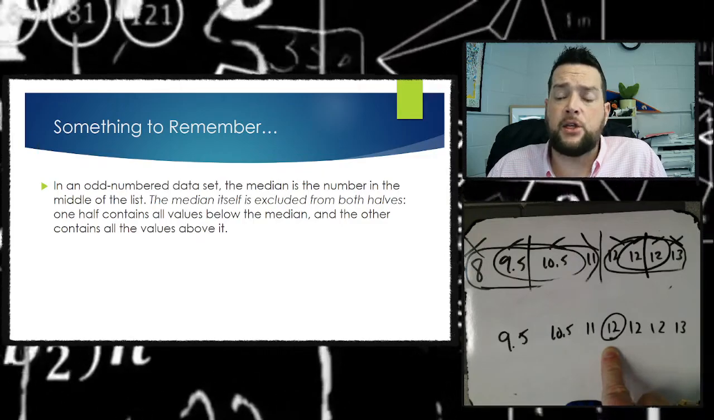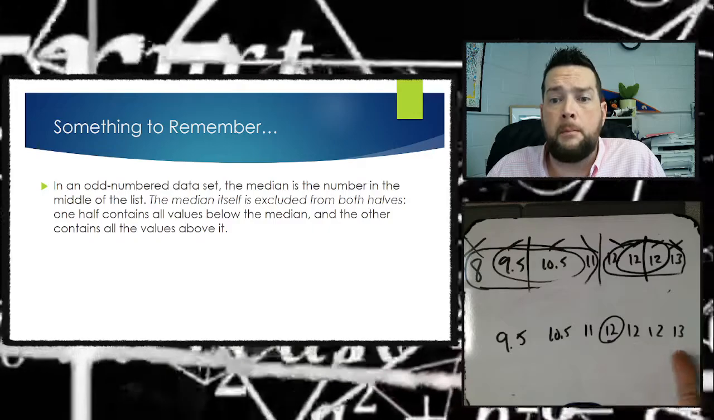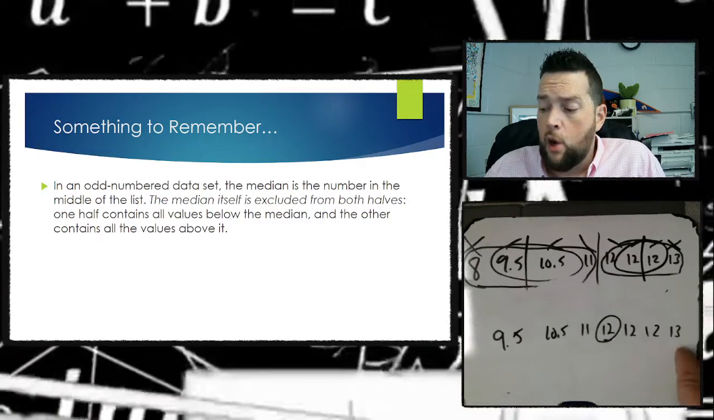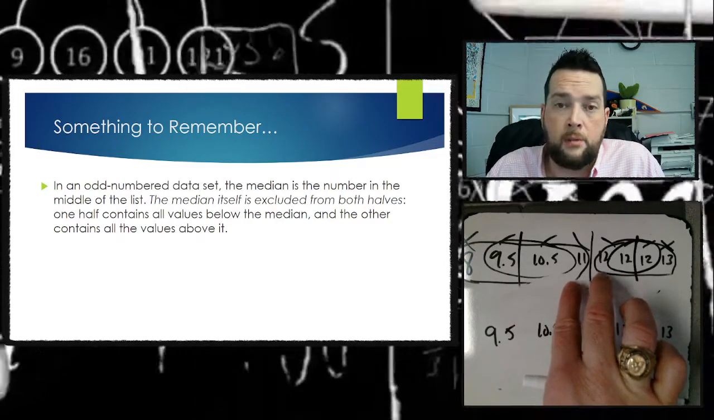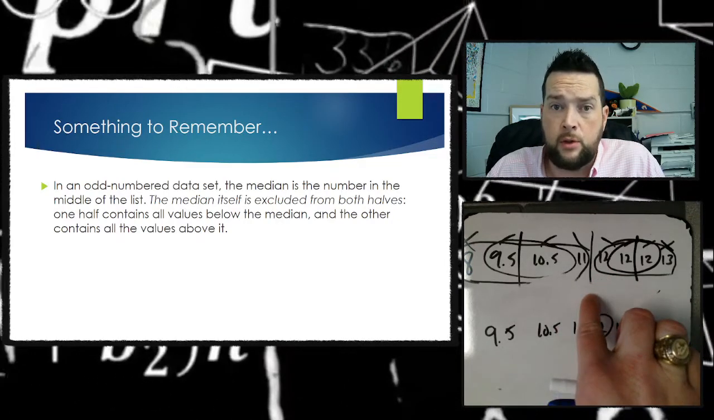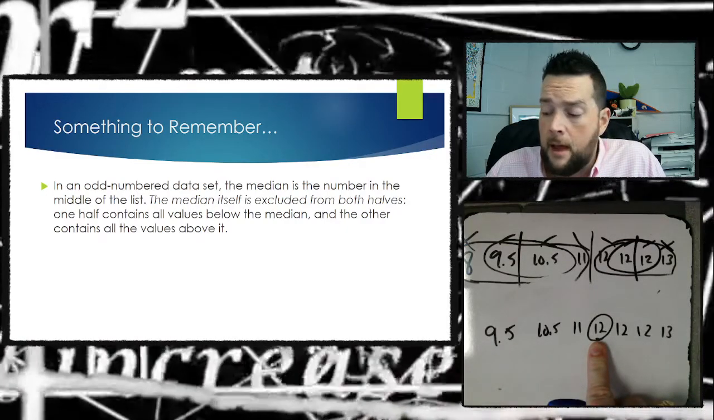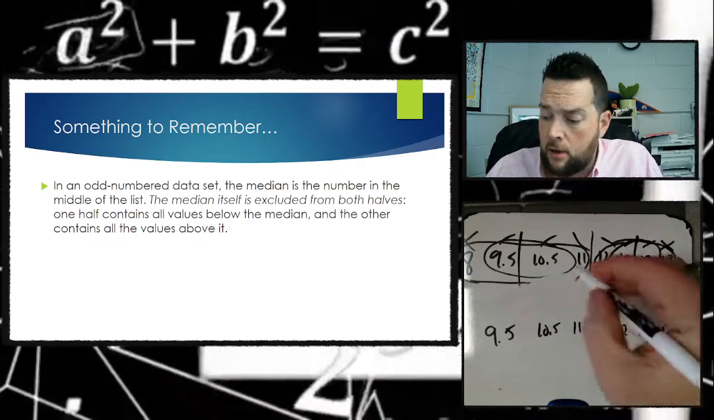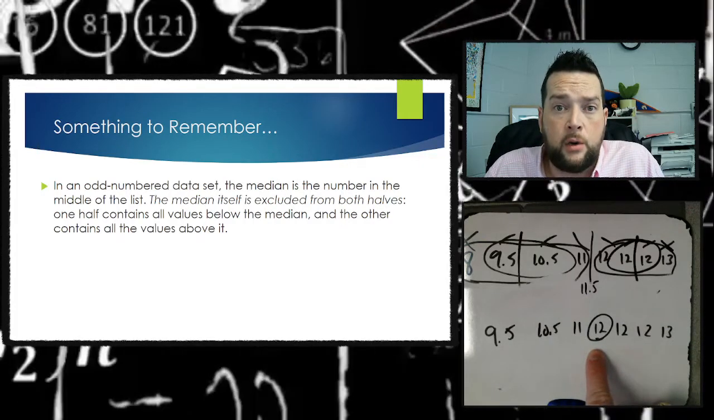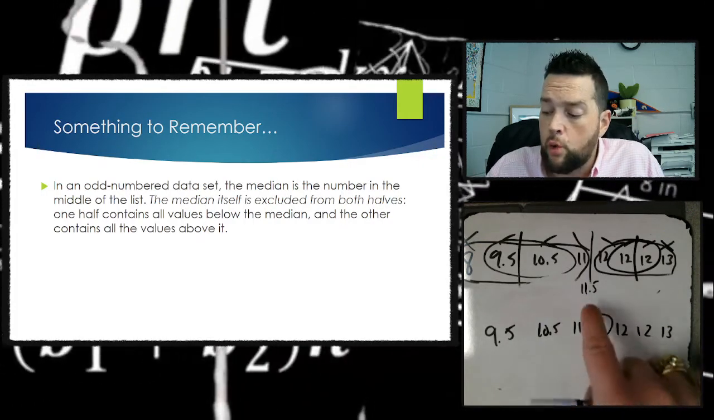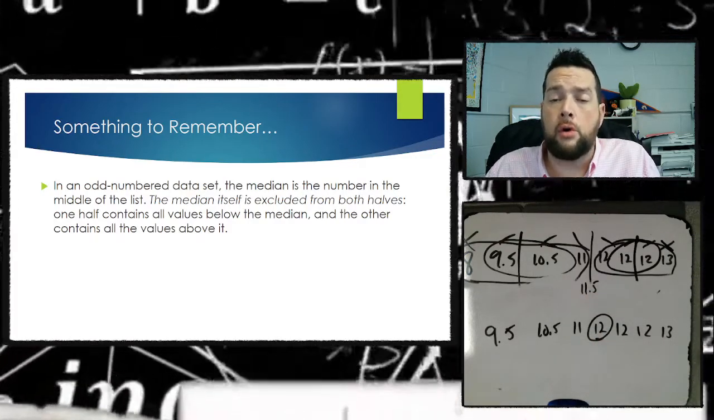So one half contains all the values below the median, and one half contains values above the median, all right? When you have an even numbered data set, you put a line in between the two numbers in the middle, add them together and divide by 2. When you have an odd numbered data set, you circle the median, okay? But in both instances, up here the median was 11.5, down here the median was 12. In both instances, you are not going to include the median in either your lower or upper halves.